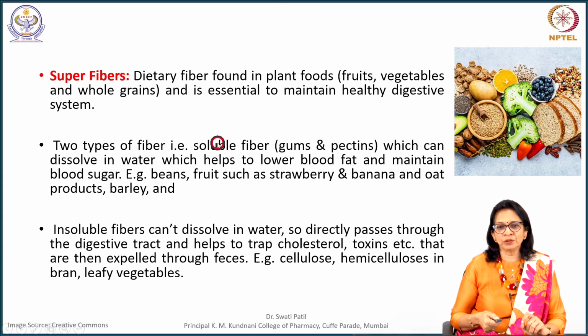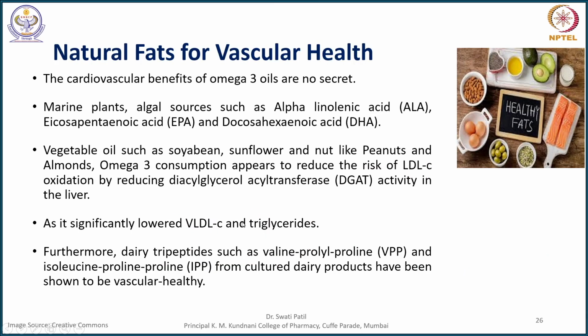Fibers are of two types, soluble fibers and insoluble fibers. Soluble fibers come from gums and pectins, which dissolve in water. Examples are beans, fruits like strawberry and banana, and oats. Insoluble fibers come from cellulose and hemicellulose, which are found in bran and leafy vegetables.